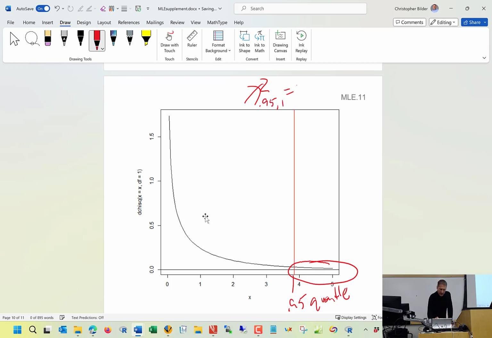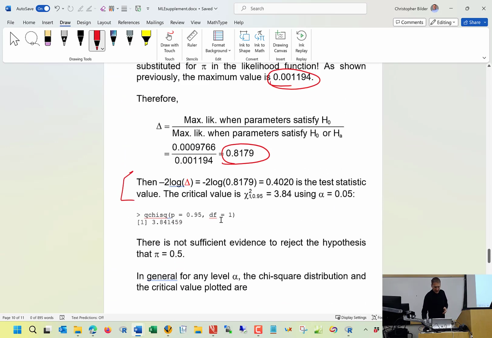This value is 3.84. So if I wanted to use, let's say, alpha 0.05 for my hypothesis test as a way to quantify what's unusual and what's not, I would use this as my critical value. And so if I have a negative 2 log delta that's greater than 3.84, I reject. Otherwise, I don't reject. Okay? So in this particular case, we can see that negative 2 log delta ends up being 0.4. That is less than 3.84, so I would say don't reject H0.